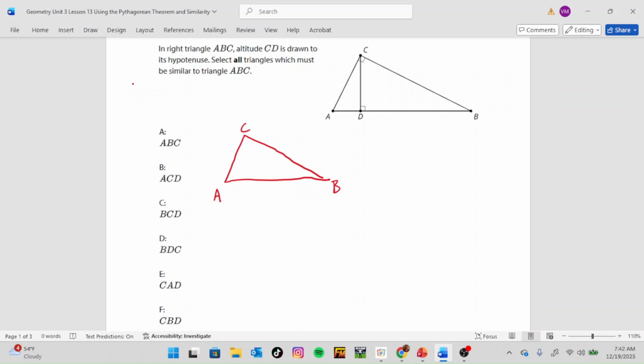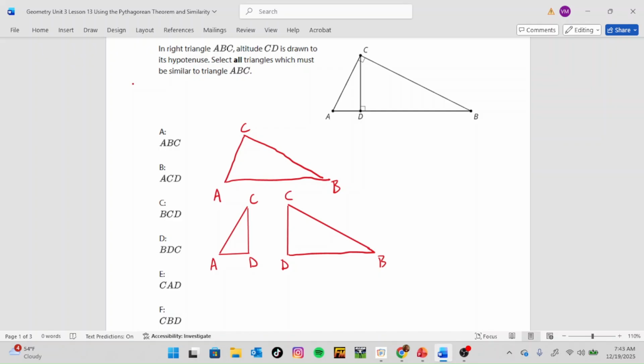Now, they've also created this small triangle over on the left. And that is A, D, and C. And then they've created this triangle on the right side. And we can label that with points D, B, and C.